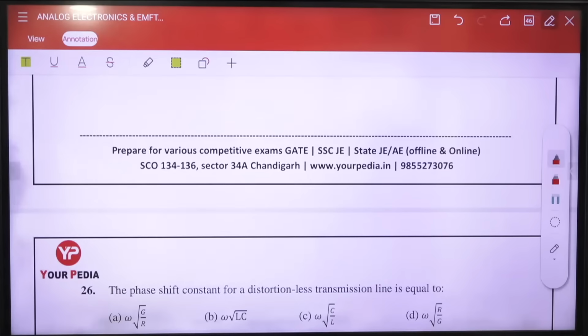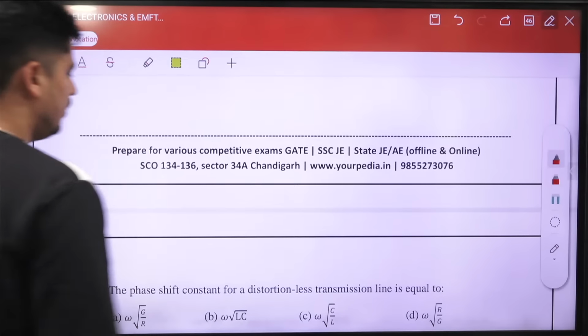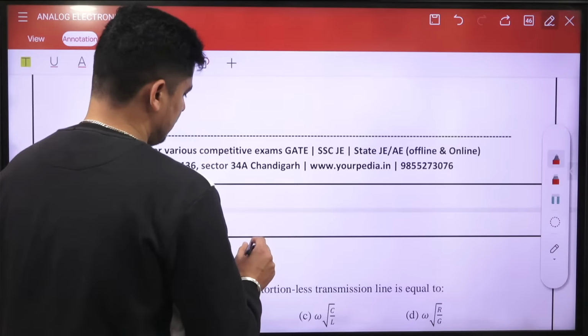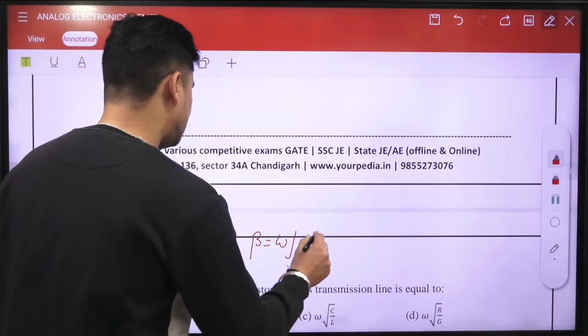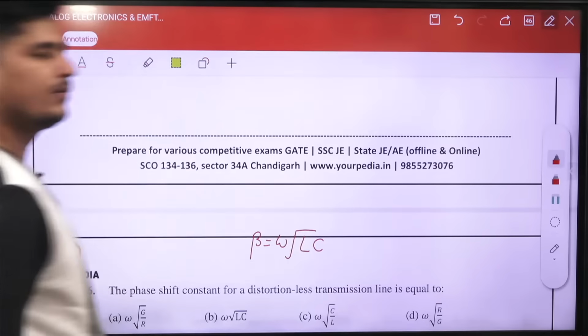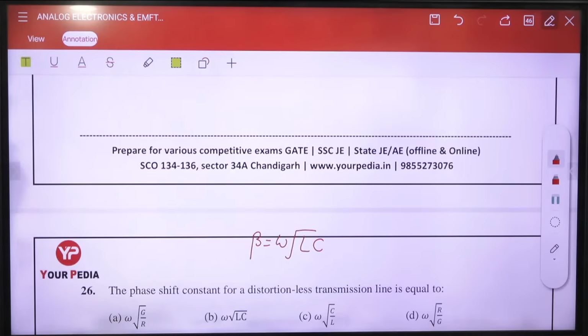The phase shift constant of a distortionless transmission line is equal to what? What is the phase constant? The phase constant for distortionless line, beta is equal to omega under root of LC. Very good. B is the answer. Correct.